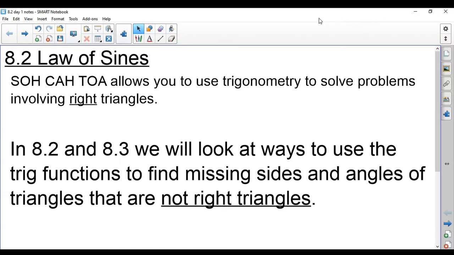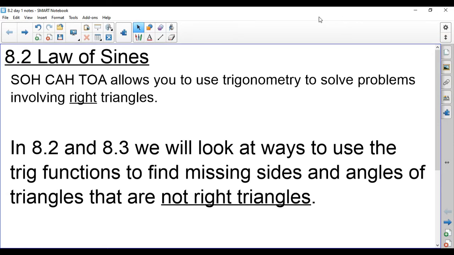Today we're going to start section 8.2, which is law of sines. We use SOHCAHTOA to solve problems involving right triangles. Whenever we take the sine, cosine, and tangent in a diagram, it's always of one of the acute angles in a right triangle. In this section 8.2 and again in 8.3, we're going to look at ways to use the trig functions, specifically sine and cosine, to find missing sides and angles of triangles that are not right triangles.